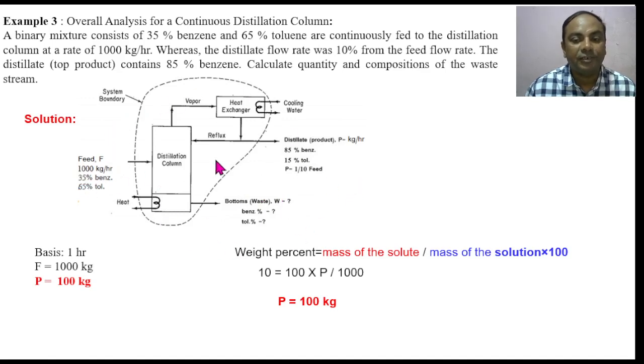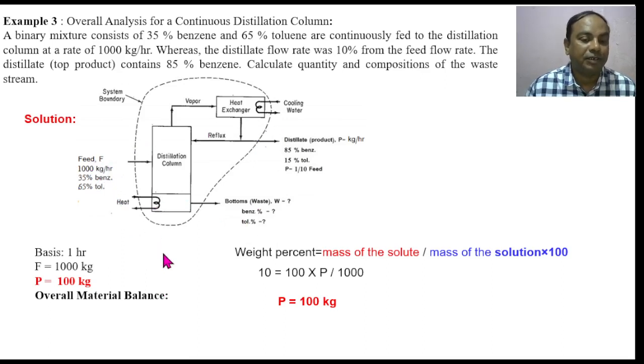Feed F enters, and some distillate is vaporized. The upstream quantity we have identified, and what is in the downstream, that is W, we can find out. So this is an overall material balance, I must say. The overall material balance can be done over here, because this would be very convenient for us to calculate.